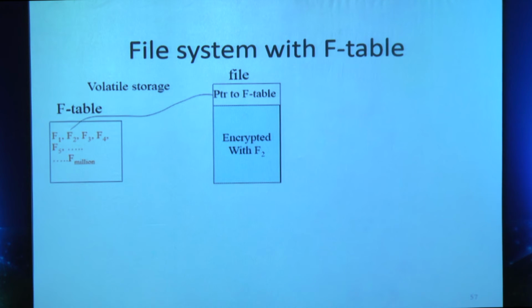And what you're going to do with the current public key is make snapshots of the F table. So every time you change the F table, you make a snapshot of it and encrypt it with the current public key of the ephemerizer.